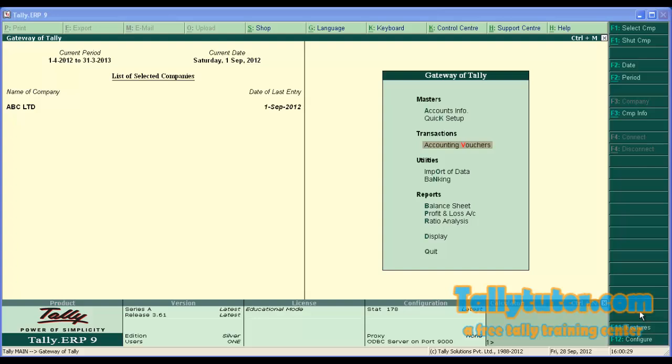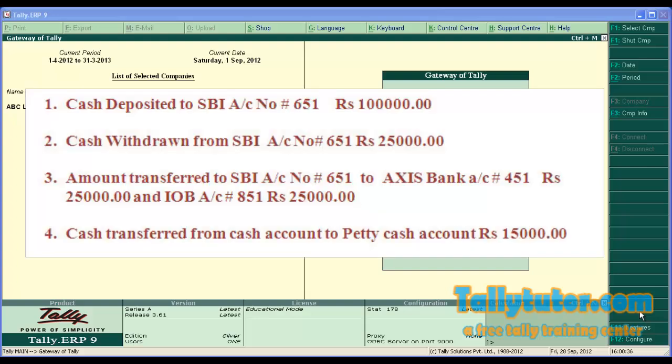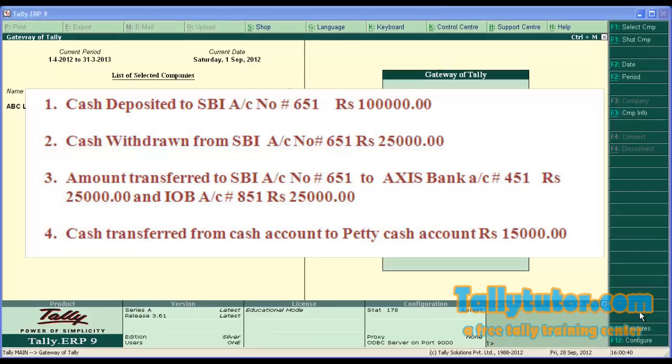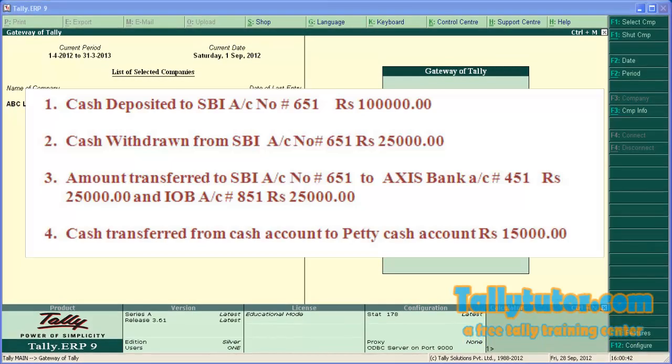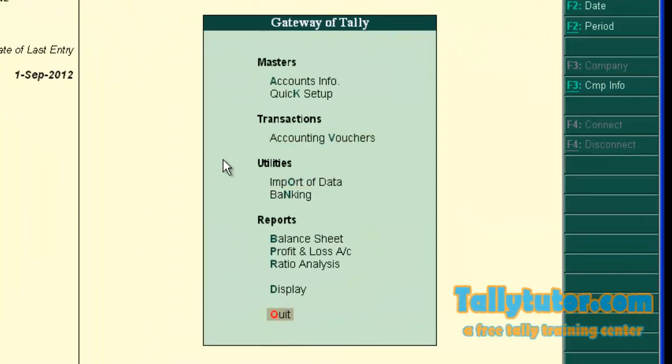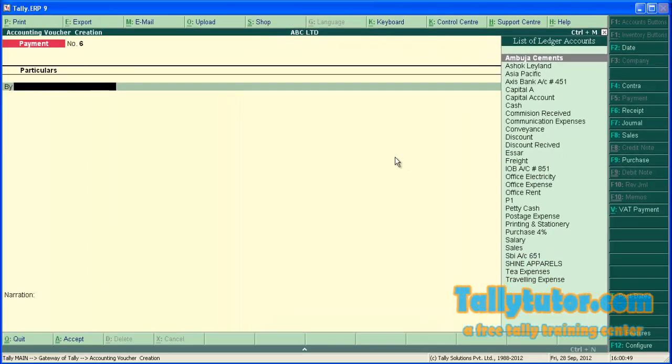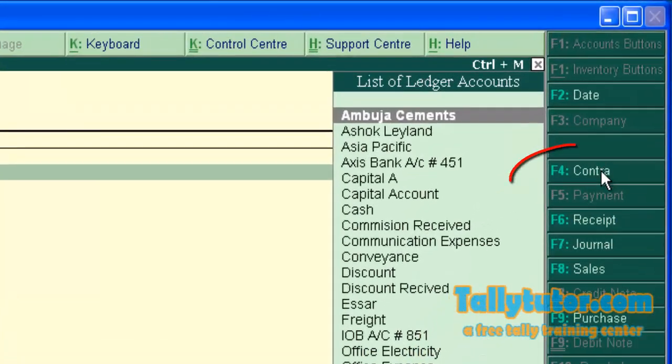So we are going to enter some contra vouchers as shown in the screen. We are going to enter these four transactions. To do this, go to accounting voucher. Now we are in the accounting voucher creation screen in payment voucher. Press F4 or click the contra button to access contra voucher.